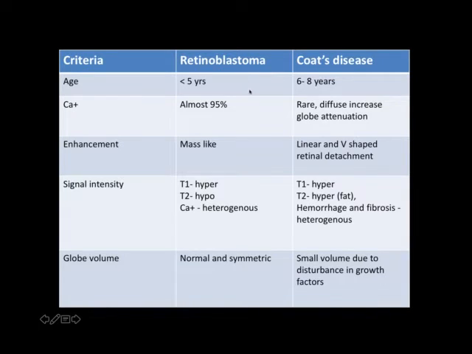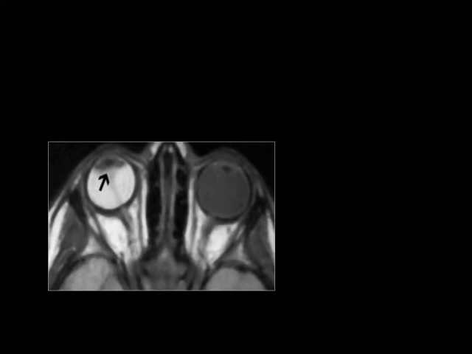So these are some points on how to differentiate. Retinoblastoma is less than 5 years. Calcification is common and there would be mass-like enhancement, whereas here there is linear and V-shaped retinal detachment, and the globe volume will be normal and symmetrical. In persistent hyperplastic primary vitreous, the globe volume will be smaller compared to the other orbit. Okay, next.